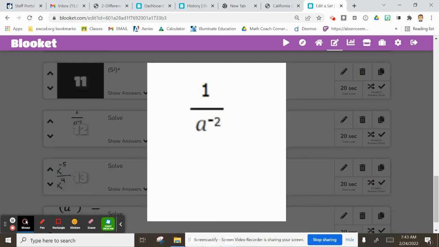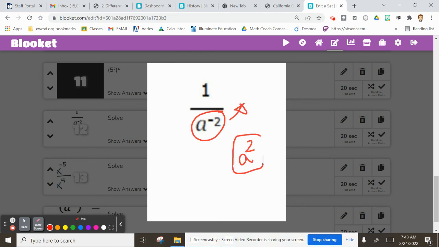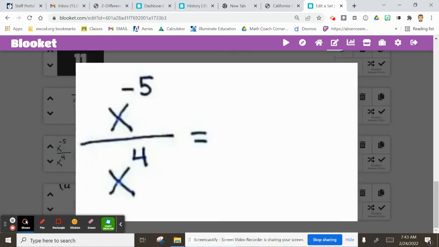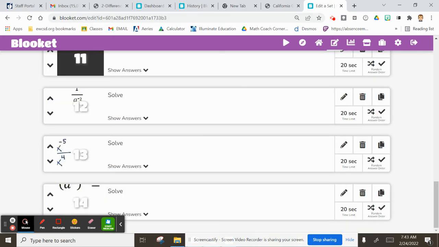This one moves to the top. This one's a little more intense, but this moves to the top. So your answer would just be a squared. That's it. And goes to the bottom. We did that one already, and we did that one already. All right, best you can on this.